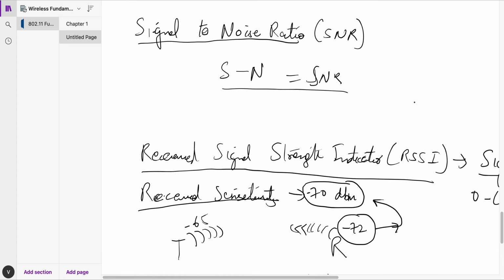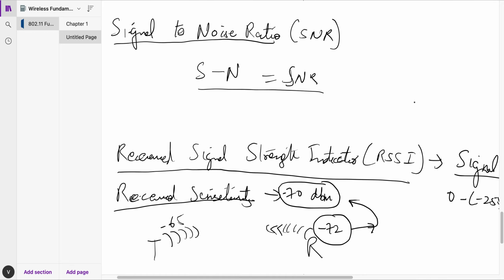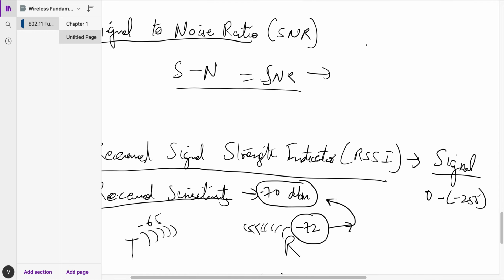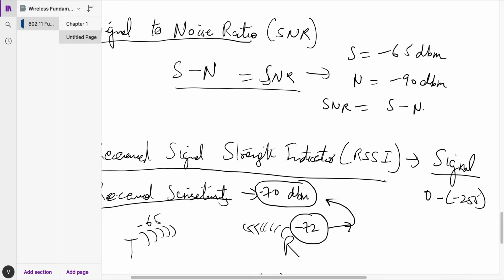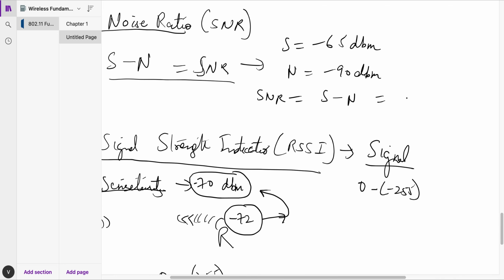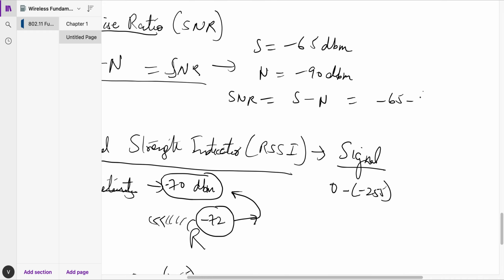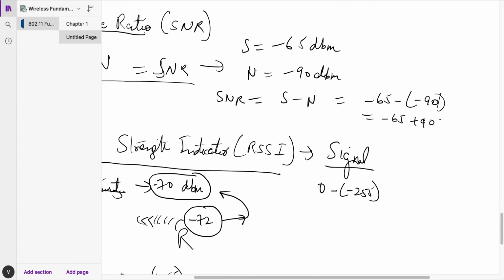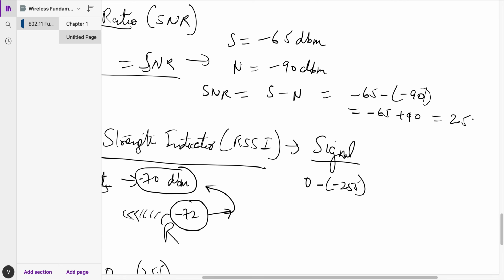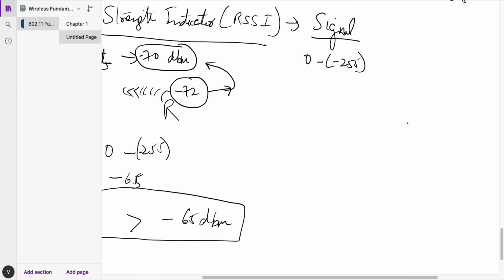Now, moving forward, or I would say coming back to SNR, let's say my signal is minus 65 dBm that I hear, and my noise is minus 90 dBm. So SNR for me becomes signal minus noise, which is actually nothing but minus 65 minus of minus 90, equal to minus 65 plus 90, equivalent to 25.